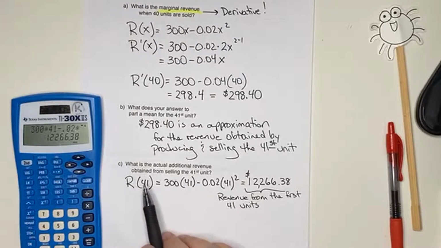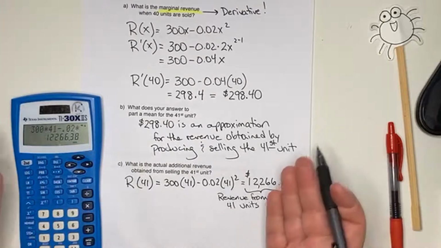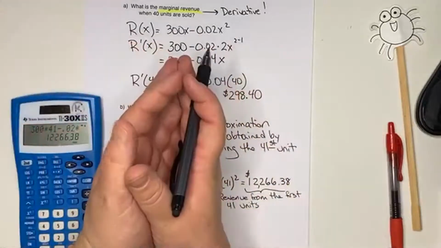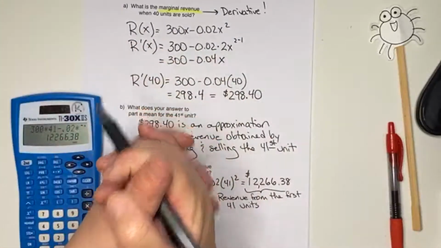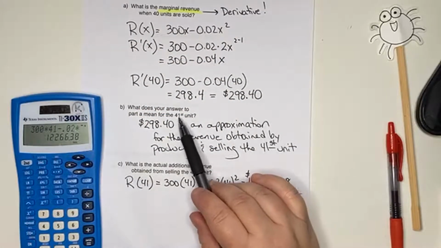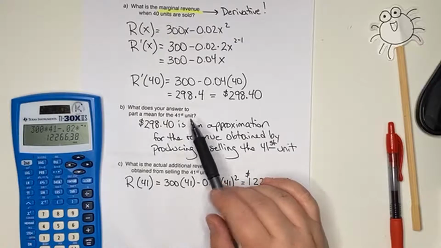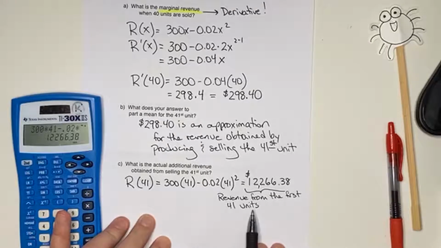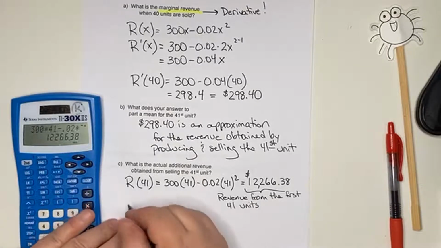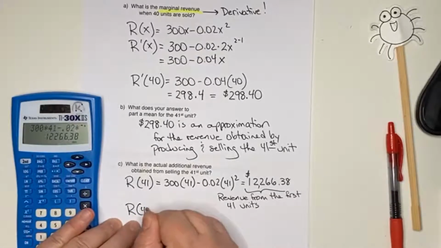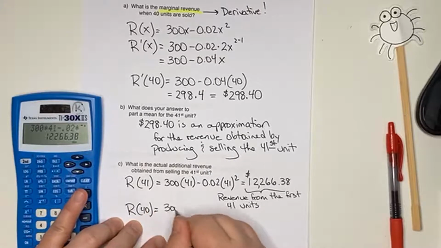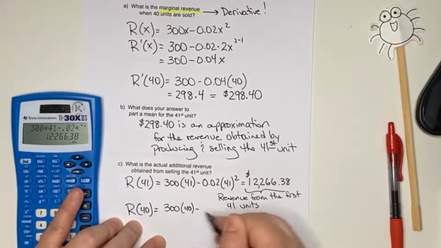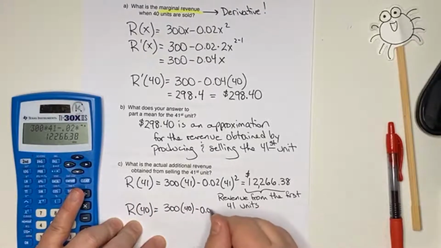When we calculate revenue, it gives us the total revenue, all of the revenue together. So if I want to know just the 41st unit, I have to find all the revenue for the 41st, and then I have to find all the revenue to the 40th. Okay, already I'm annoyed at how much work this is. Uh-oh.